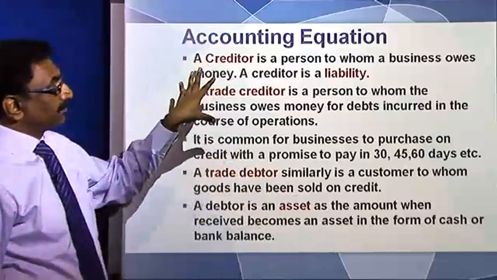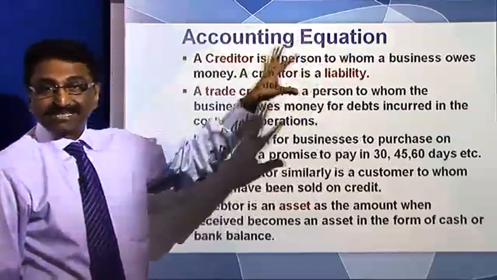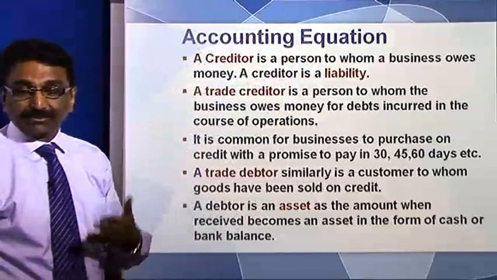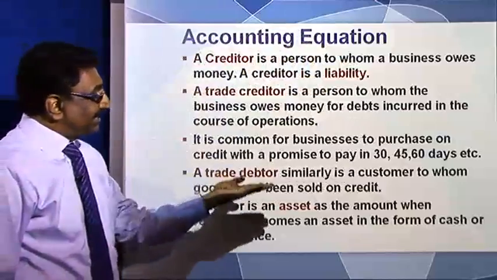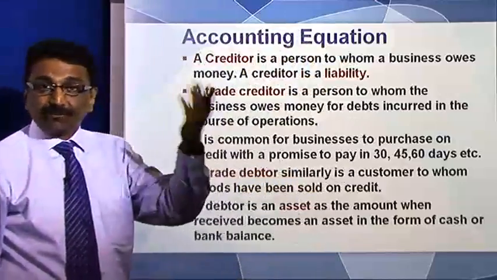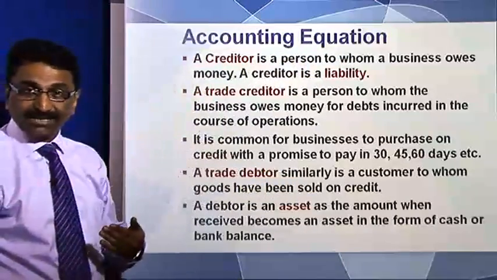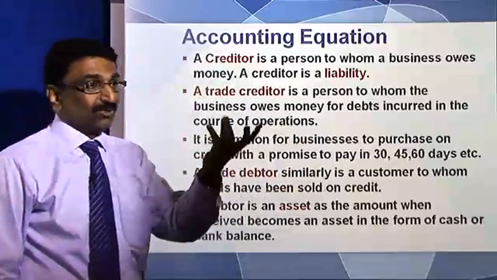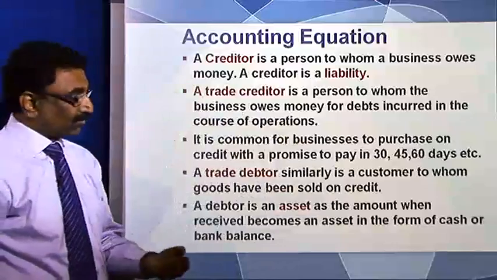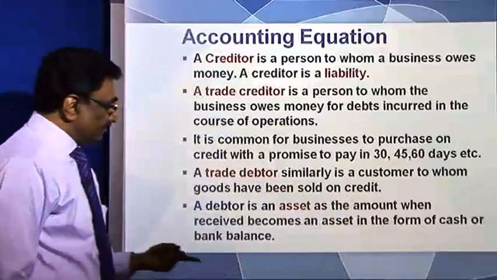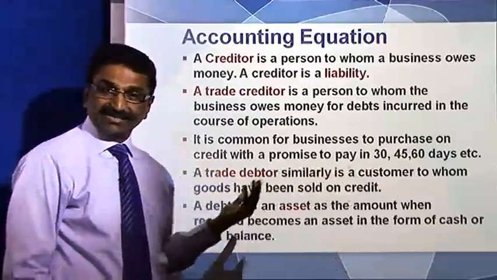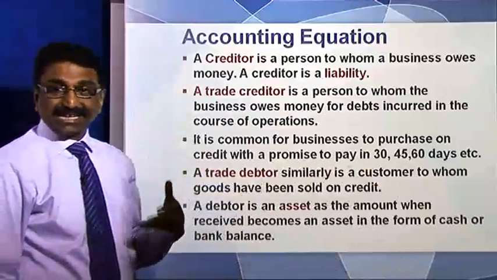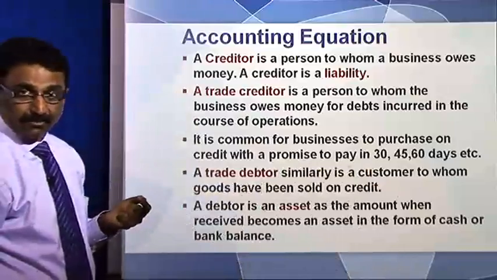So, a creditor to whom you have to pay as a business is a liability to you, because at some point in time you have an obligation to pay. Similarly, a debtor, your customer who has to pay you, is an asset to you because you have a right to receive that amount, which in turn will become cash in hand or a bank balance. So, having understood this, now let us add a few more transactions to Ram's business.